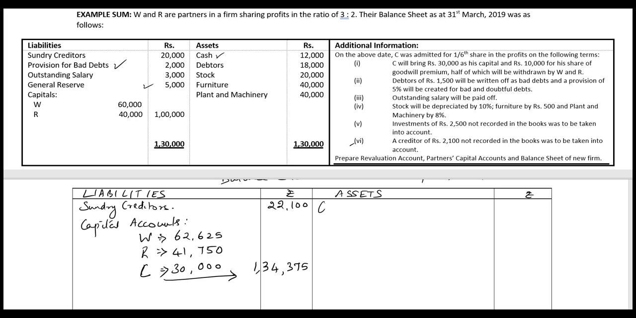We'll go ahead with the asset side. Cash. The opening balance of cash was 12,000 rupees. Capital brought in by partner C, incoming partner, was 30,000. The PFG brought in by him was 10,000. But the sacrificing partners withdrew half of the PFG, so I'll subtract the 5,000 rupees. And also we are paying off outstanding salary, amount is 3,000 rupees. So the final figure for cash is ₹44,000.